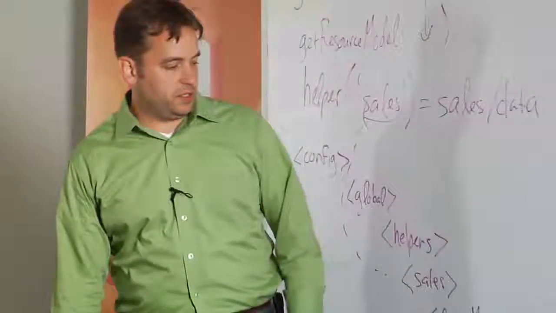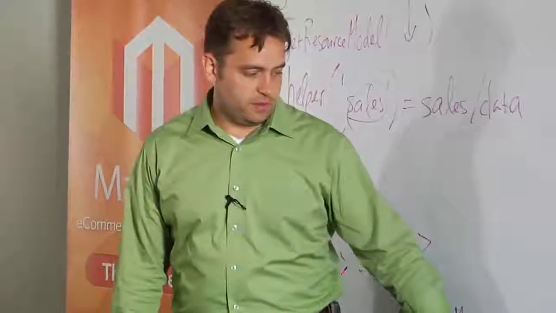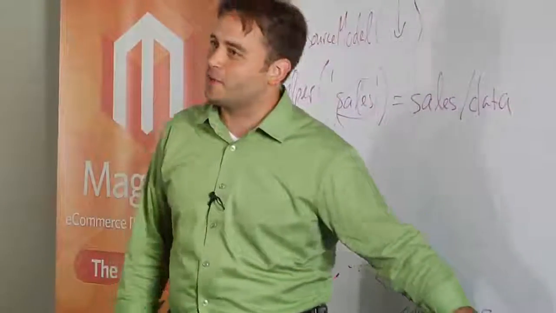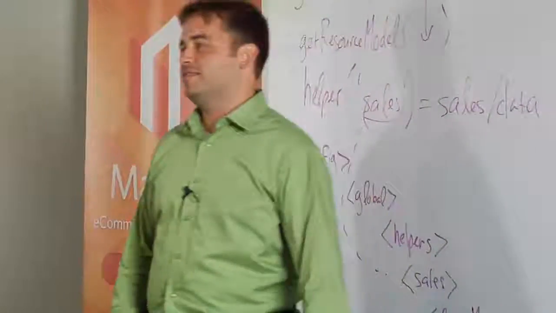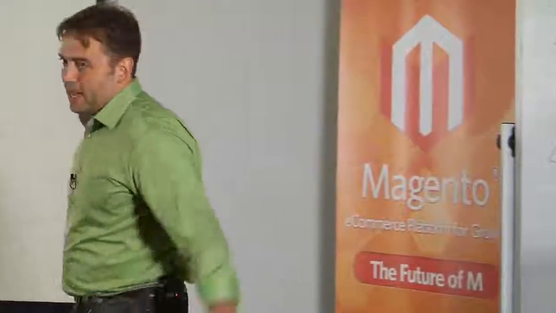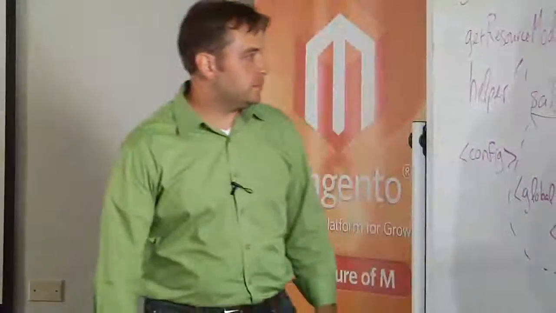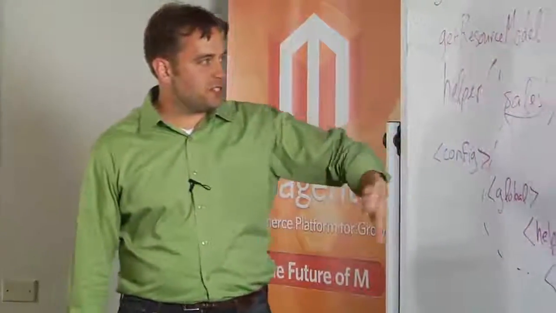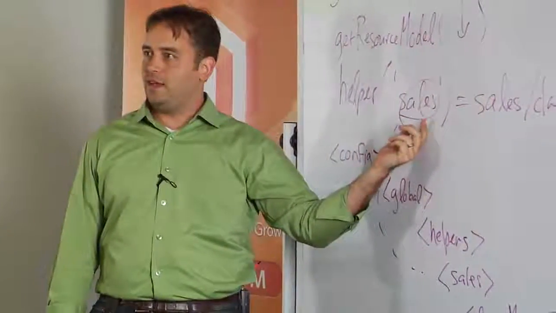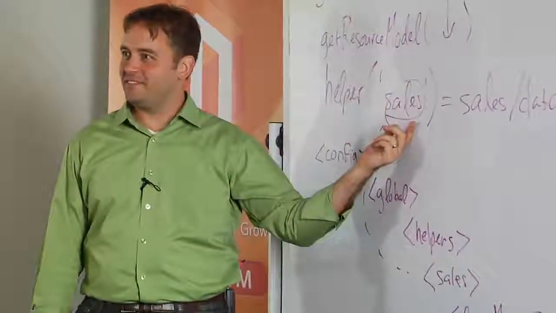If I said Mage_Sales_NotMuchOfAHelper, then it would look in a folder Mage/Sales/NotMuchOfAHelper/Data.php. I mean, that's all these strings do. But that has to map to the file system somewhere, okay? And that's what these factory methods do with this class group notation. This is exciting stuff.